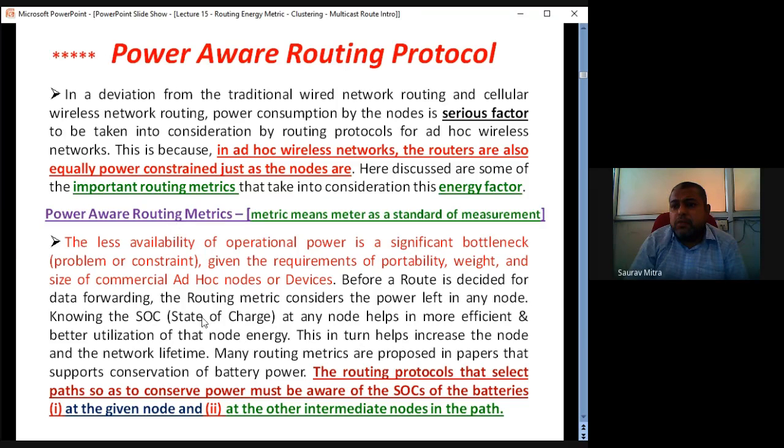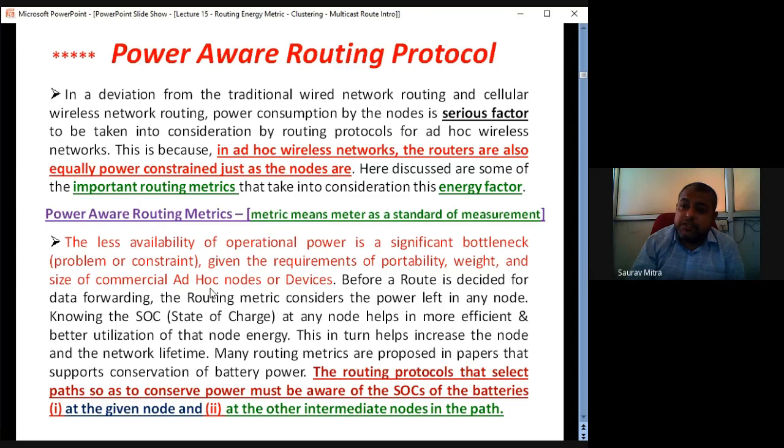Here it is given why power aware routing metrics are required for ad hoc network. It is said that less availability of operational power is a significant bottleneck, bottleneck meaning problem, in case of ad hoc wireless network. Given the requirements of portability, weight and size, an ad hoc network node should be portable, small in weight, and small in size. And it should be commercial, commercial meaning it should be low cost.